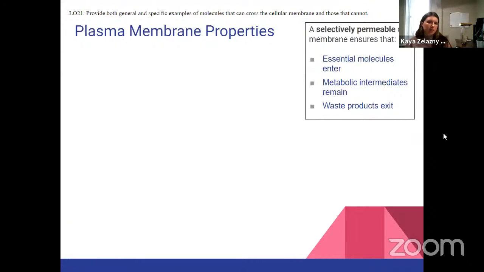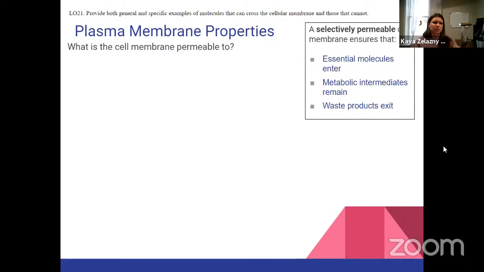So we used this term before saying that a cell is selectively permeable because we want important things to enter. We want any molecules that are the middle of a sort of pathway to be able to stay inside the cell. We don't want them to be leaking out, but we do want waste products to exit the cell. So the way we do that is by altering the composition of our plasma membrane. And we're going to talk about that today.